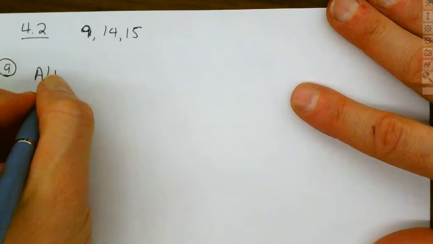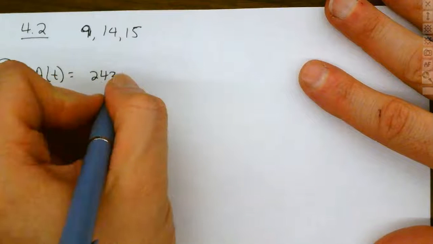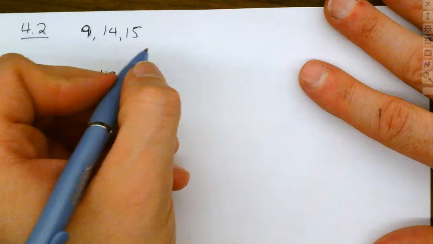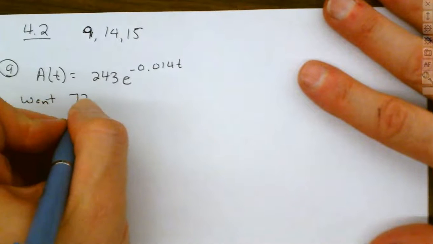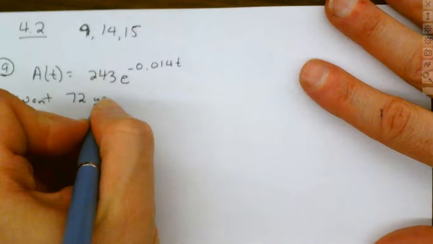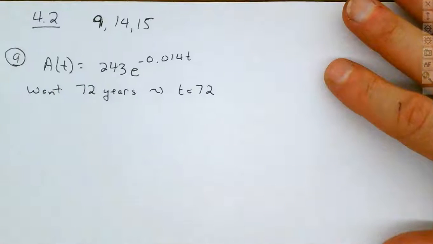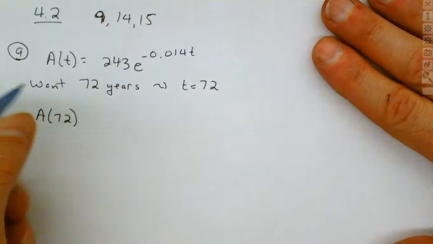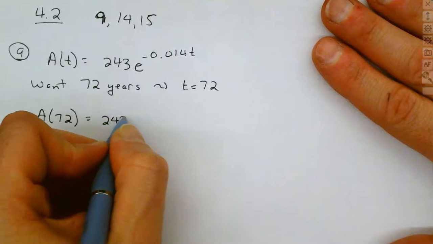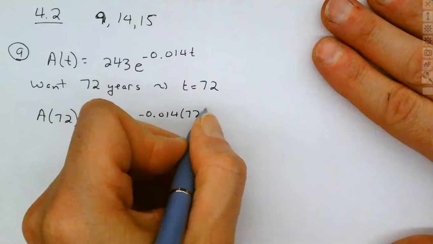So we use our formula, which is A of T equals 243 E to the minus 0.014 T. And we want 72 years. So that means my T is going to be 72. Okay, so T is going to be 72, and we'll plug that value in. So we're going to find A of 72. And that is 243 E to the minus 0.014 times 72.